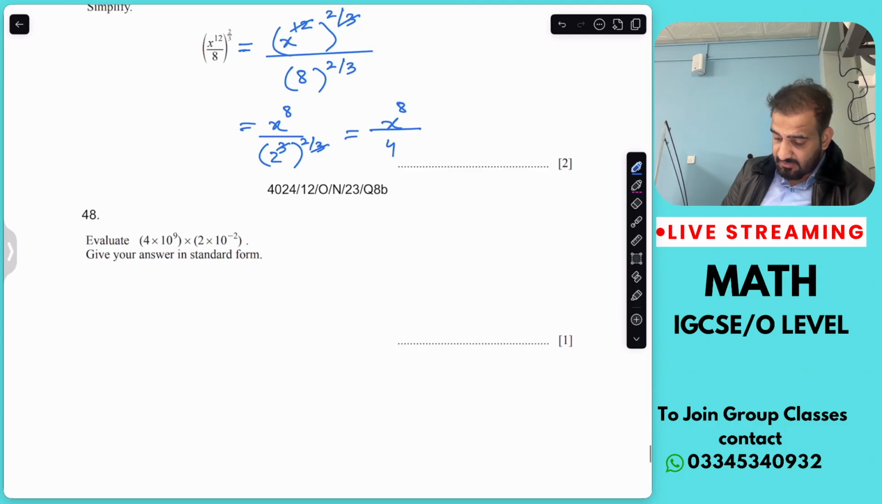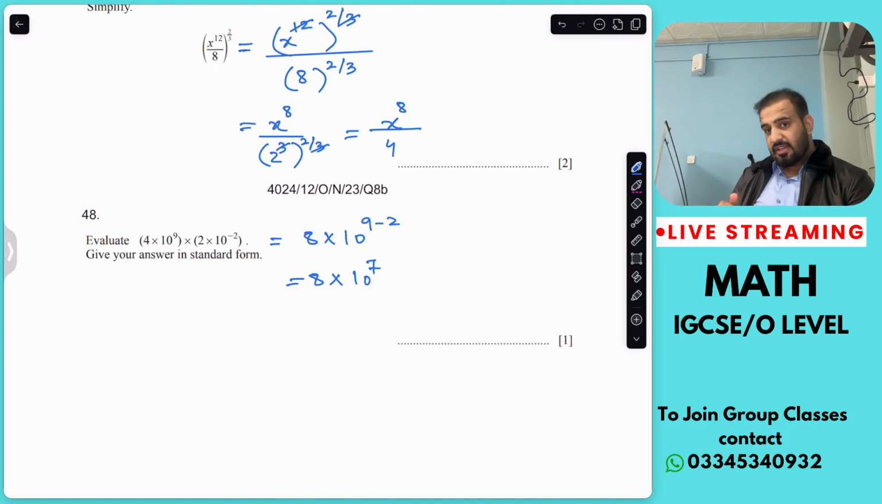Give your answer in standard form. So simple. 4 twos are 8 cross 10 raised to power 9 minus 2, 10 raised to power 7. So we are done with this worksheet.